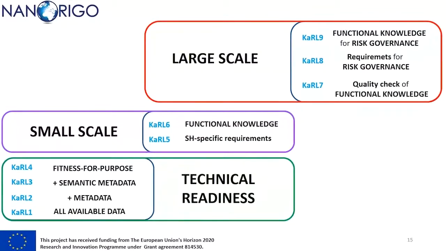And again, to quickly recall each KaRL separately, KaRL 1 is all available data, KaRL 2 is completeness with metadata, KaRL 3 is semantic metadata, KaRL 4 is fitness for purpose, KaRL 5 is stakeholder-specific requirements on a small scale. KaRL 6 is a functional knowledge. KaRL 7 is quality check of functional knowledge. KaRL 8 are requirements for risk governance. And KaRL 9 are functional knowledge for risk governance.